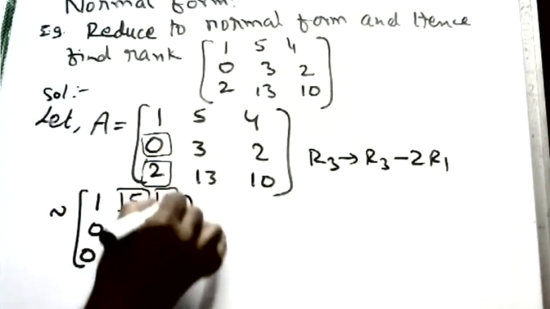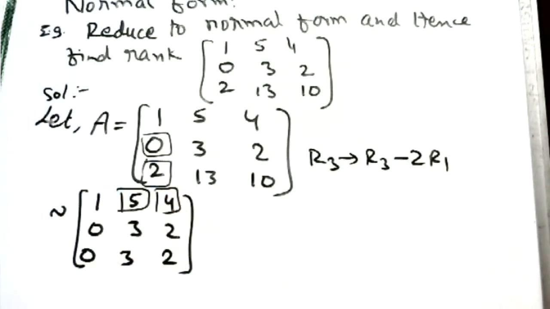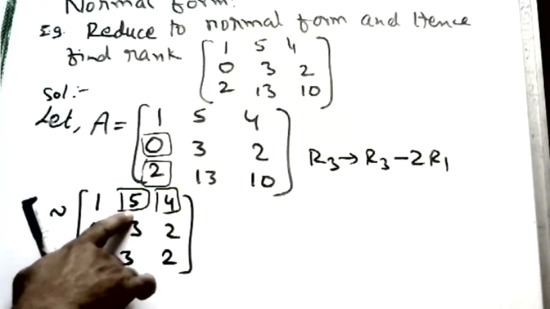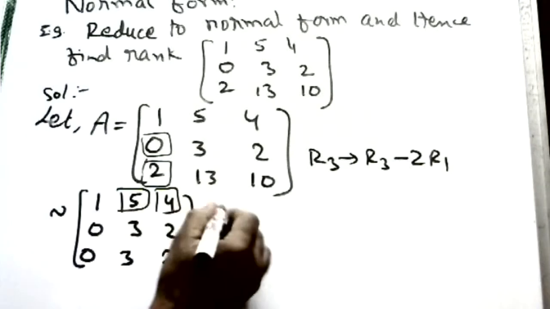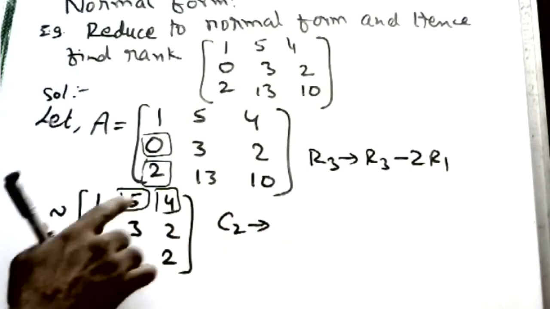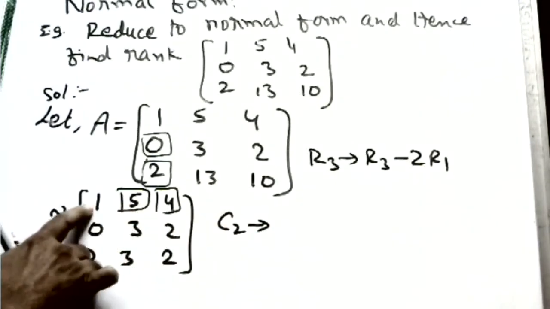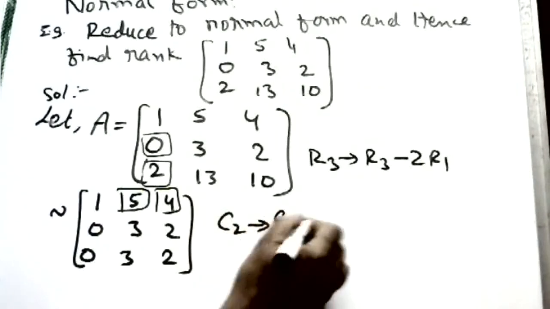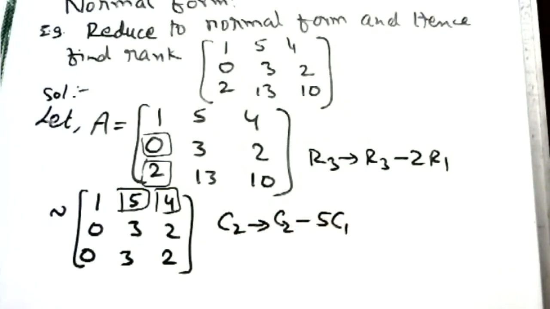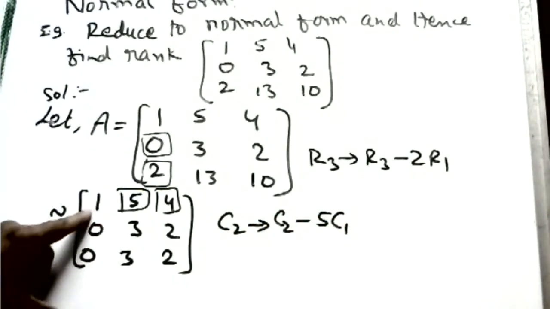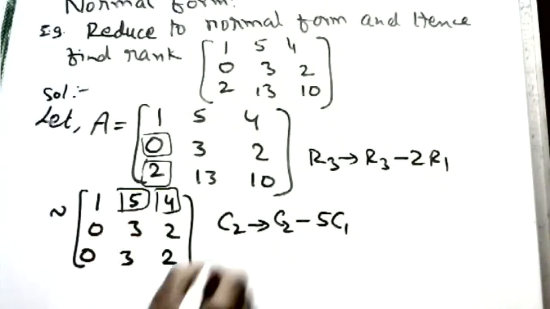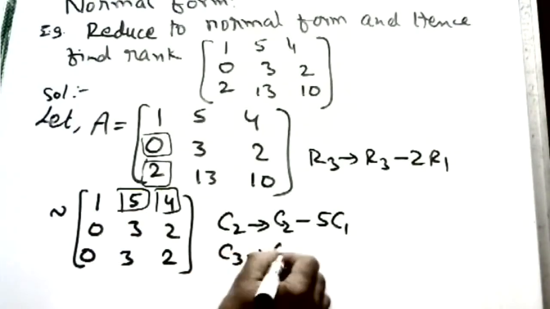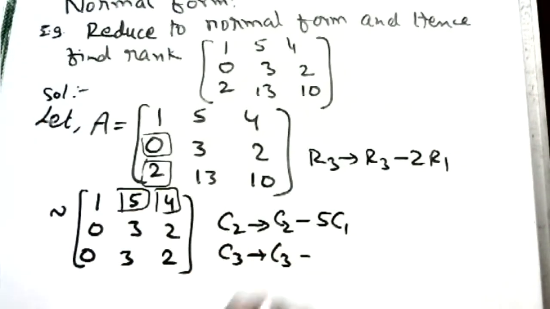Now let me make this and this 0. To make this one 0 and this one 0, let me use column operations, C1, C2. This is C2, therefore we write C2 implies C2 minus 5C1, because this is 5 now, so multiply this with 5. And C3 is 4, so you multiply this with 4, C3 minus 4C1.